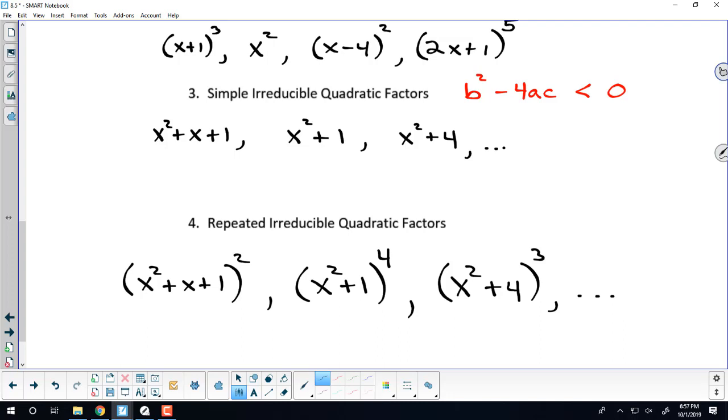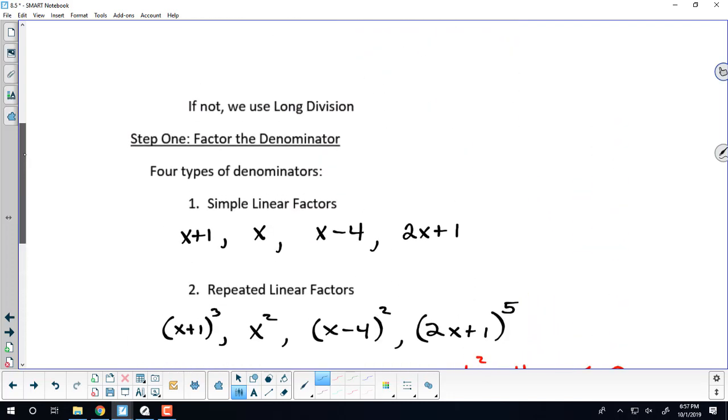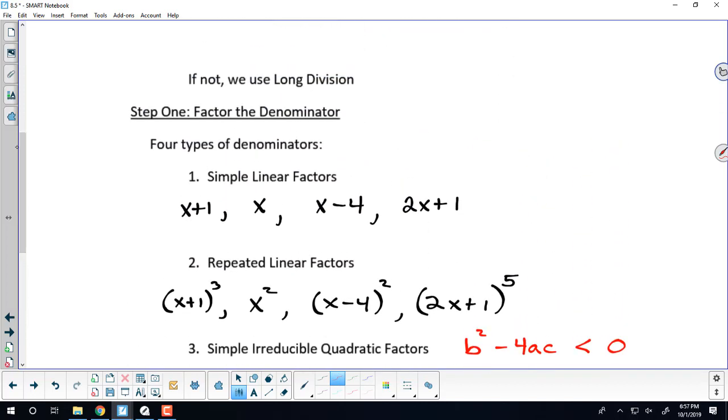Yeah, so if you end up with a quadratic that factors, it really depends on the quadratic. Like x squared minus 5x plus 6, x minus 3 times x minus 2, we would just factor that denominator first and say, well, those are the factors of our denominator. They're two linear and they're not repeated. So we have two simple linear factors in the denominator.